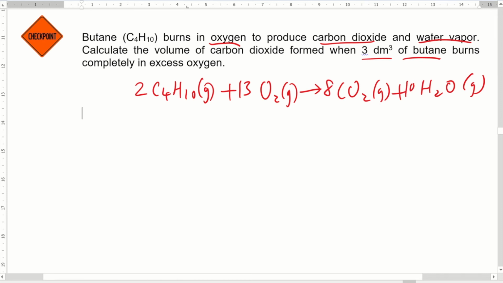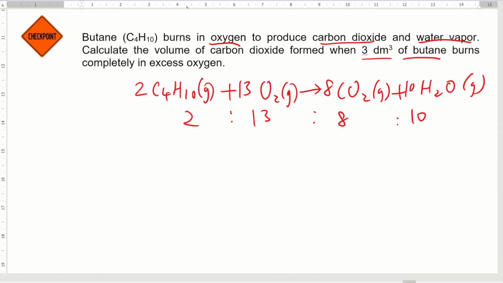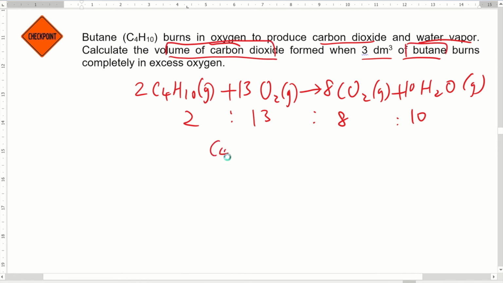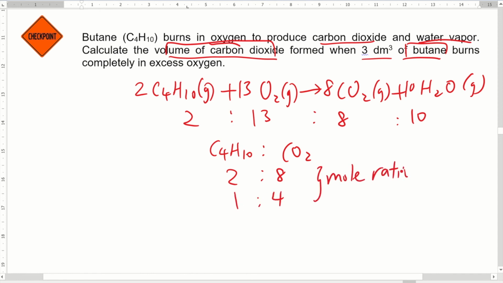So you are given this equation. This is 2:13:8:10. You are given the volume of butane, so you have to compare the volume of carbon dioxide with butane. I'm going to just compare the mole ratio for these two. The mole ratio for these two is 2:8. If I simplify, this is 1:4. So this is your mole ratio. And since they are gases, you can compare it to volume ratio. So if this is 3 dm³, this will be 12 dm³.